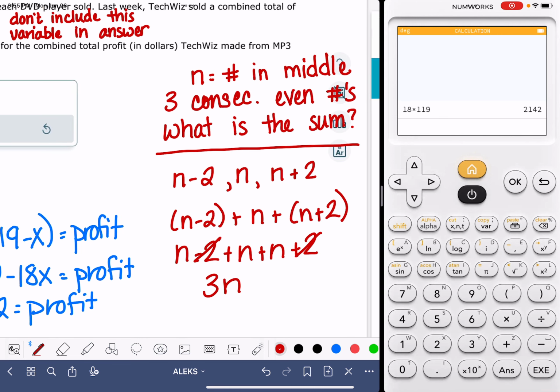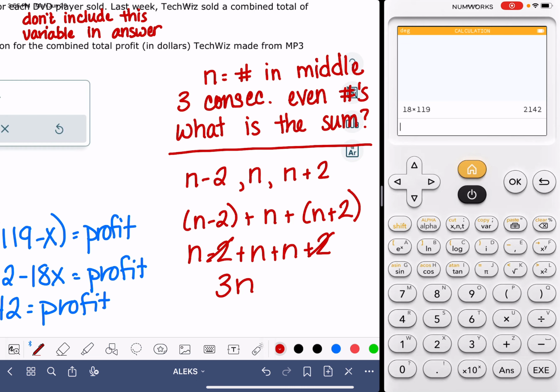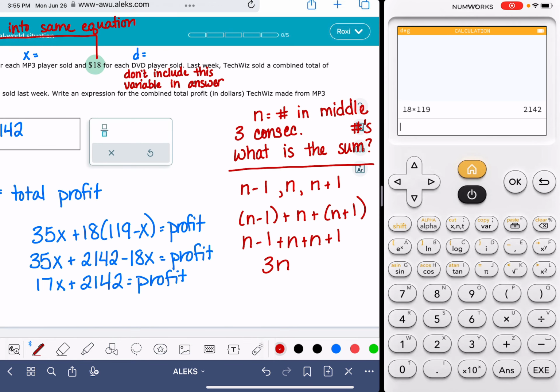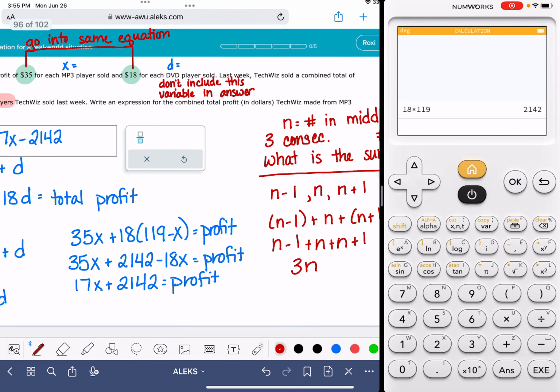Another version of this problem I've seen doesn't say even numbers, it just says 3 consecutive numbers. If it was just 3 consecutive numbers, then we would be increasing or decreasing them by 1 instead of by 2, and it looks like we would get the same answer anyways. And so those are the 2 different versions of this particular problem.